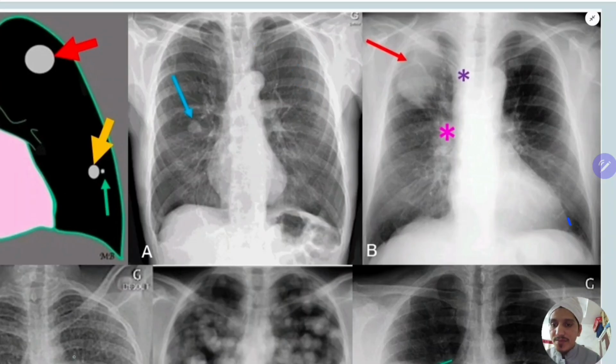So let us see whether it is hyperinflated. This is 1, this is 2, this is 3, this is 4, this is 5, this is 6, this is 7, this is 8. Yes, it is a hyperinflated X-ray.